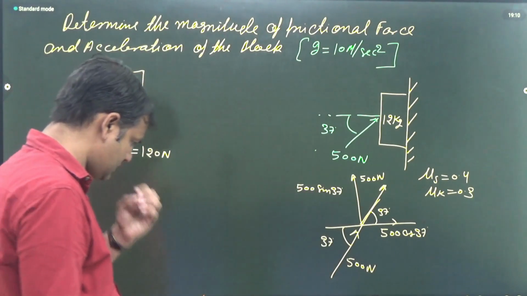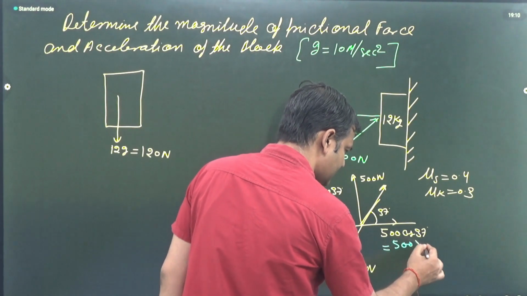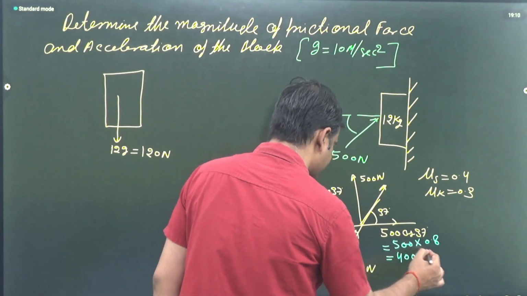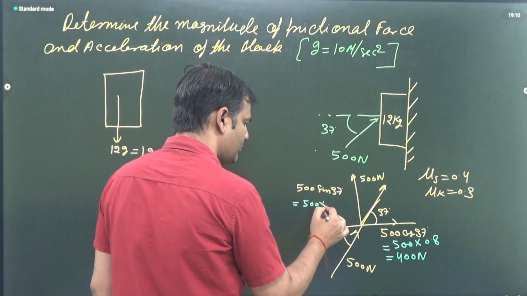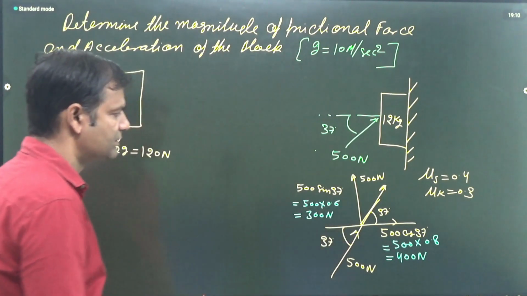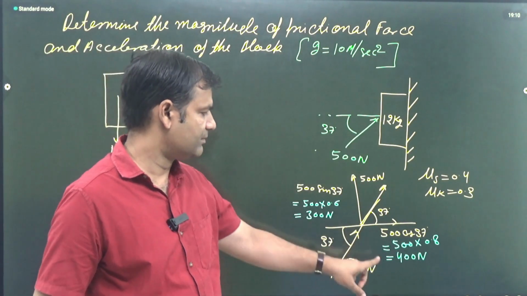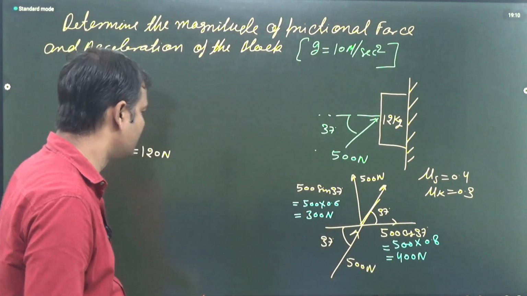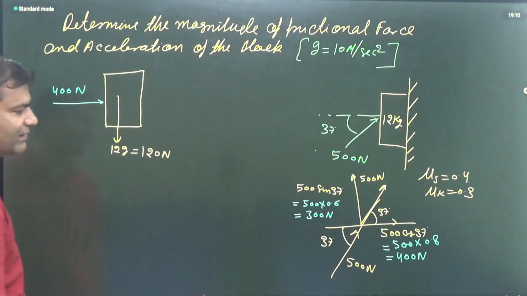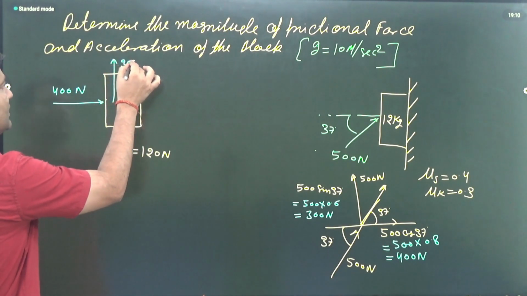Clear or not? Now put the values. What about this value? 500 into cos 37, which is 0.8, that is 400 newton, and that is 500 into 0.6, that is 300. Clear or not? It means this one is broken into two components, 400 and 300. 400 in horizontal direction and 300 in vertical direction, upward.